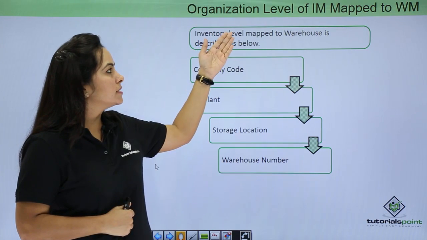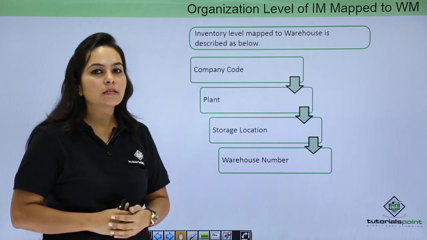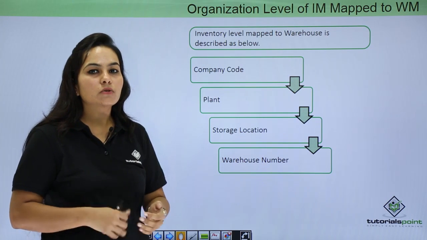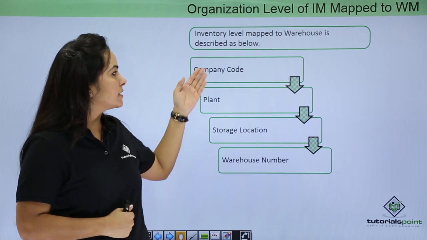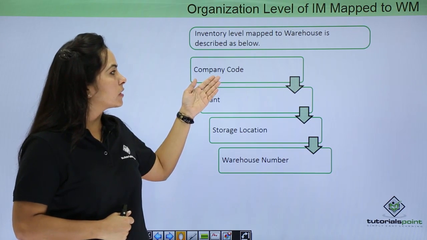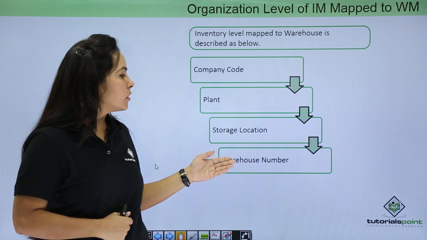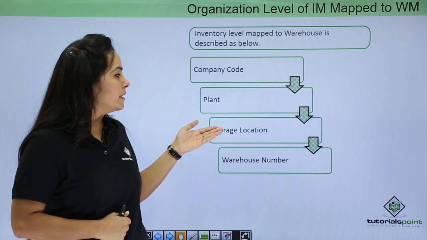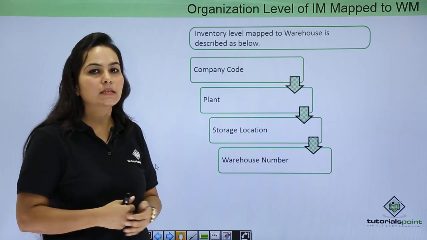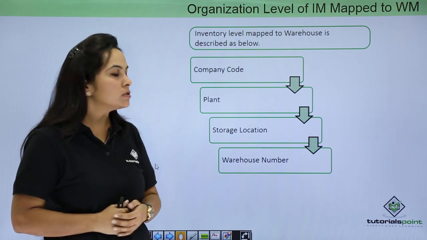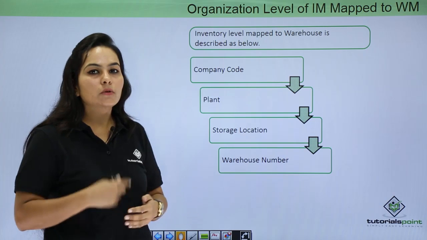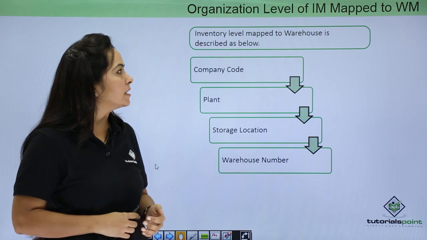Let's start with organization level of IM mapped to WM. Suppose you are running an organization, so you can map the organization structure in SAP as shown. At top you have company code, then you have plant, then you have storage location, then you have warehouse number. If you are storing your material at storage location, you can say that your storage is inventory managed, and if you are storing at warehouse, you can say that your storage is warehouse managed.